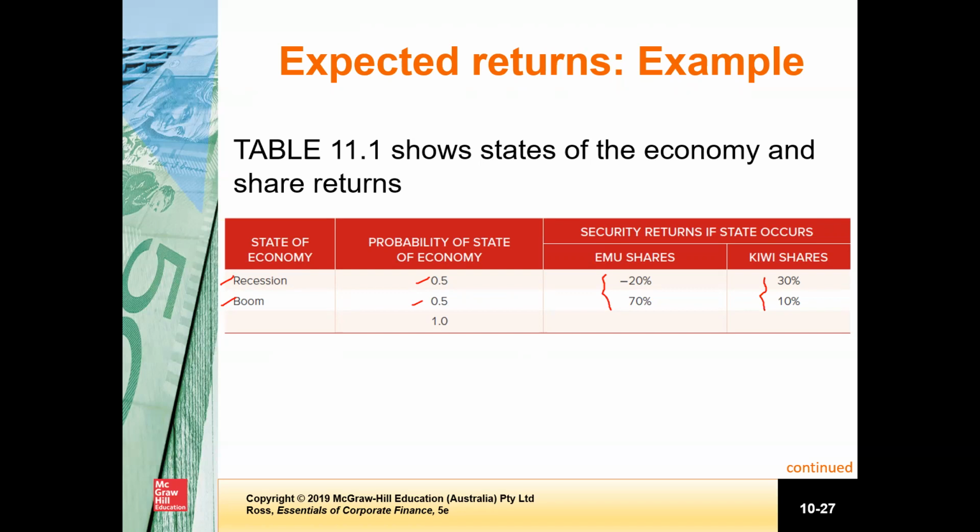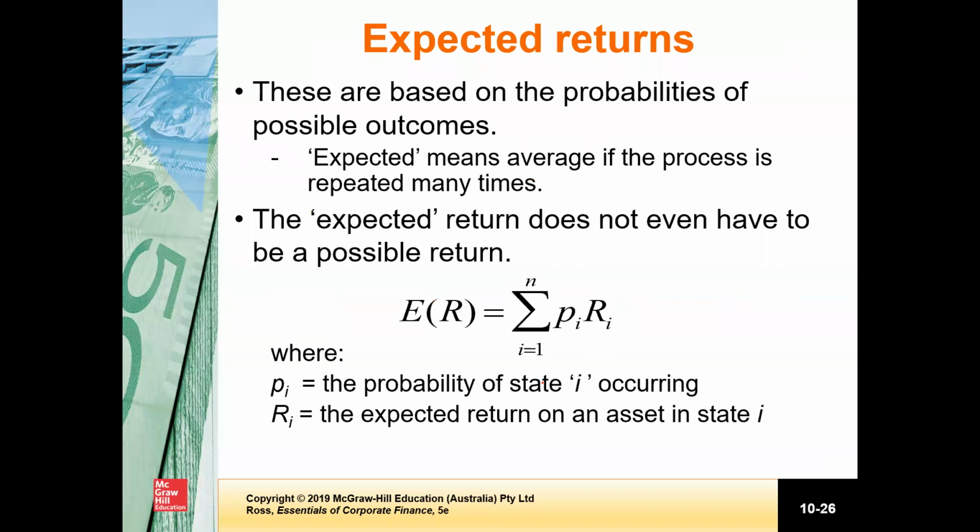Okay, so how do we calculate this expected return? So we calculate expected return. We actually incorporate all the possibilities, all the probabilities, and their corresponding return, and we sum them up. Okay, so if I go into our previous slide, so you can see that expected means average if the process is repeated many times. So this is how we calculate expected return.